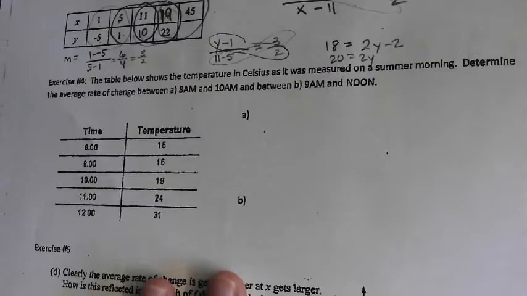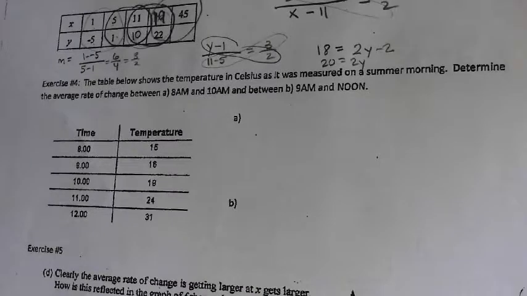Keeping that slope the same, understanding that for linear. Exercise 4. See what this table is talking about. Temperatures measured on a summer morning. Determine the average rate of change between 8 a.m. and 10 a.m. and between 9 a.m. and noon. When is the temperature hike, in your opinion, having not done any calculations, when is the temperature going to jump more quickly, I guess? From 8 to 10 a.m. or between 9 and noon, do you think? Probably 9 and noon. I would agree that that seems like what would happen, but you don't know. Every day is different.